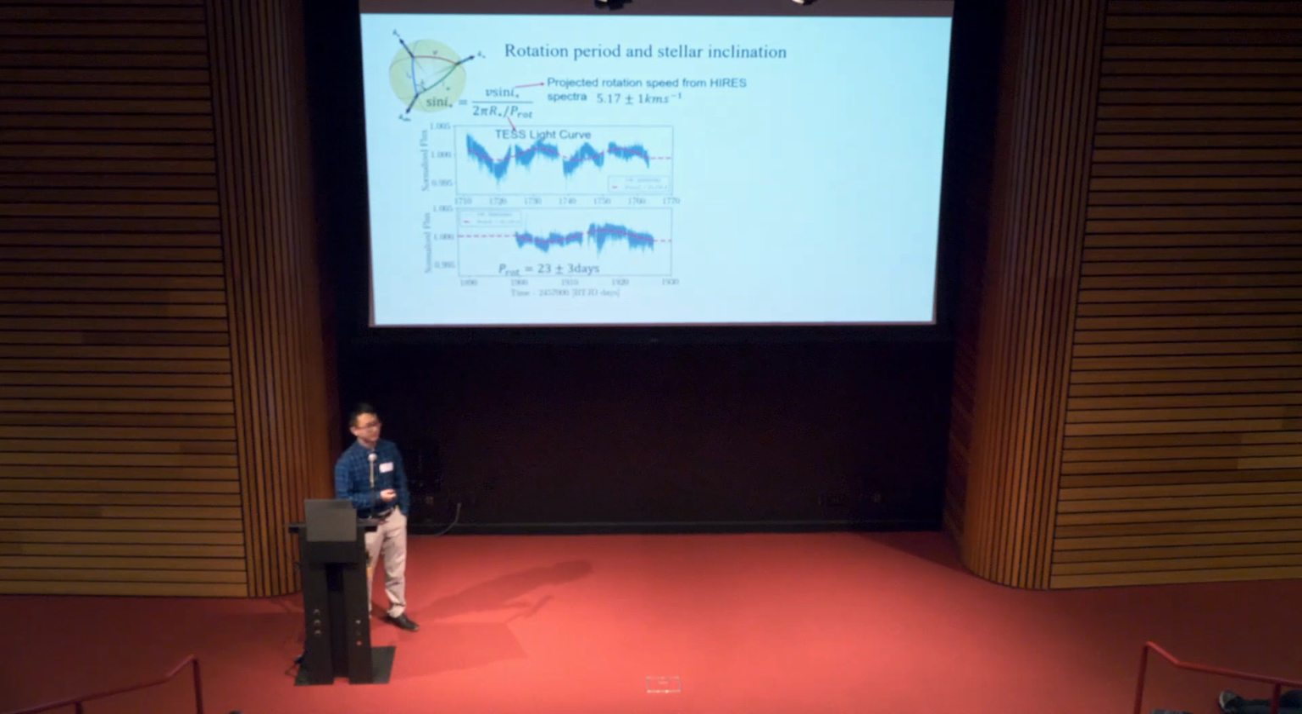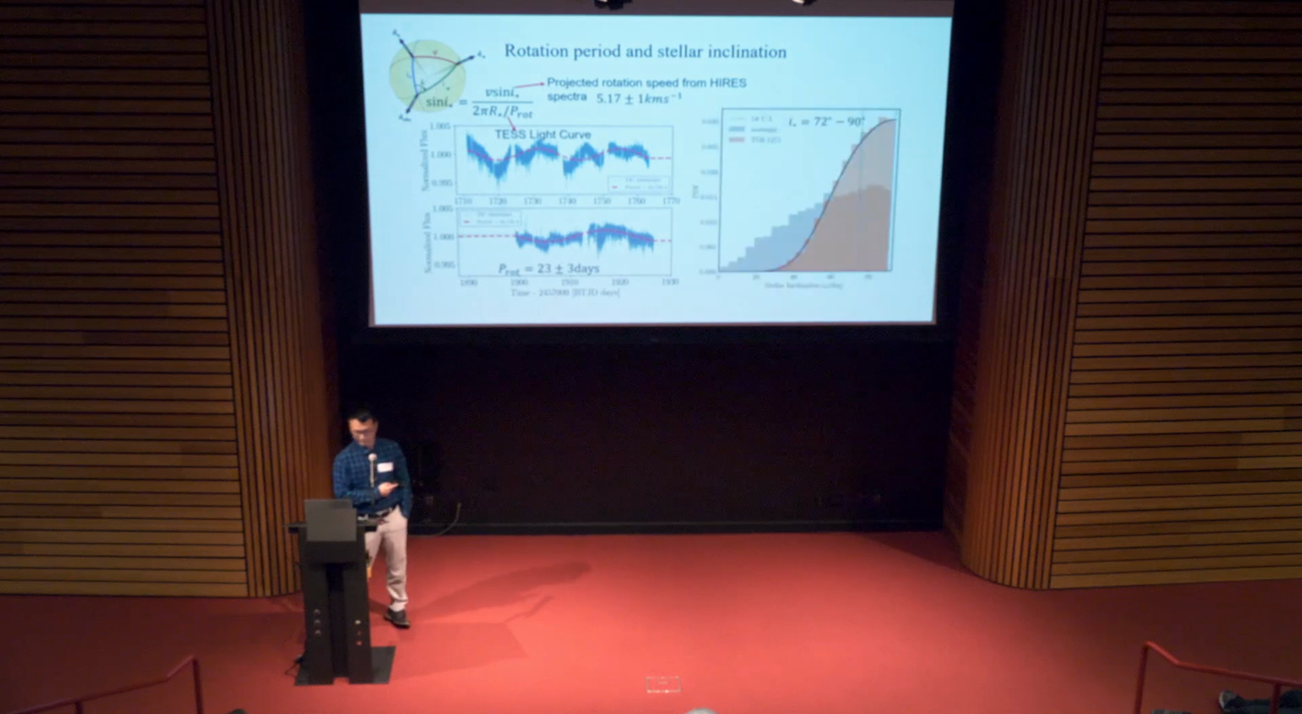This can be done in many ways. One of the ways is to combine the V sin I measured from spectra. We obviously have high-res KPF spectra for the star, in addition to the rotation period, which can be obtained from missions like TESS. In this case, they found evidence for rotational modulation on the order of 23 days. Combined with V sin I, this gave the stellar inclination axis, which is around 90 degrees.